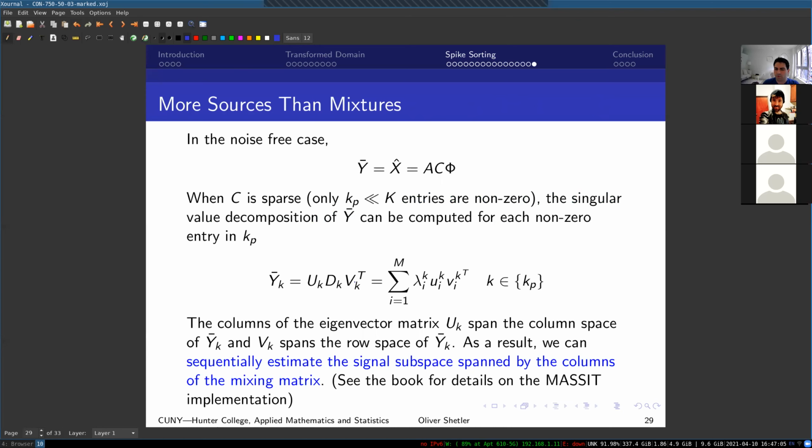You can look up more information about it. It's pretty standard stuff in statistics, so I didn't get too deep into it. And basically, the columns of the eigenvector matrix UK span the column space of y bar sub k, right? So for each of these coefficients. And as a result, we can sequentially estimate the signal subspace spanned by the columns of the mixing matrix.